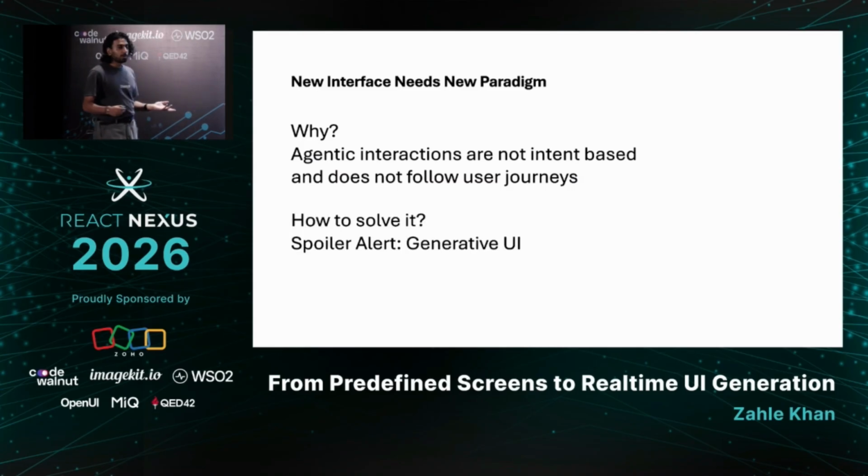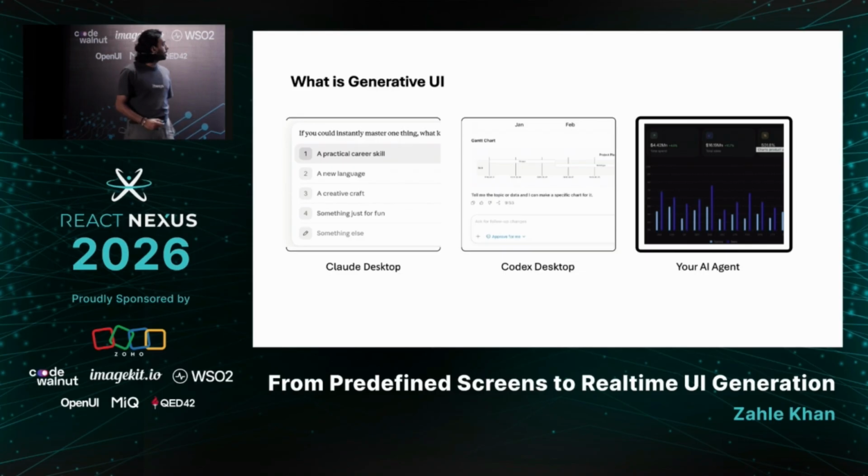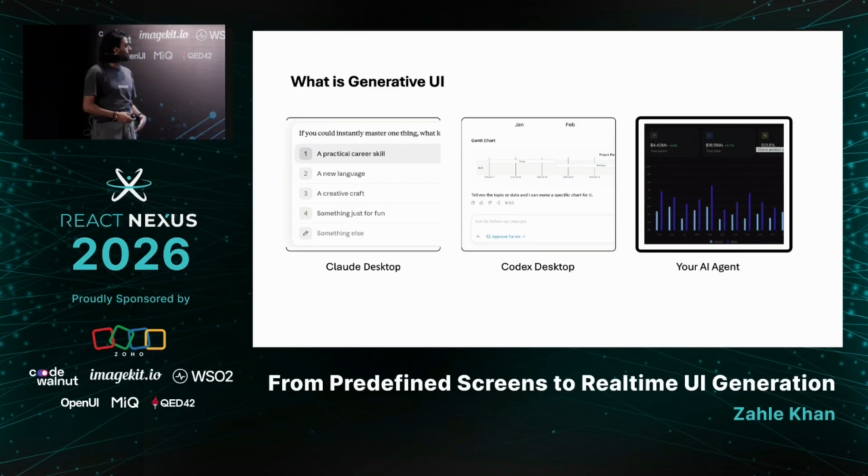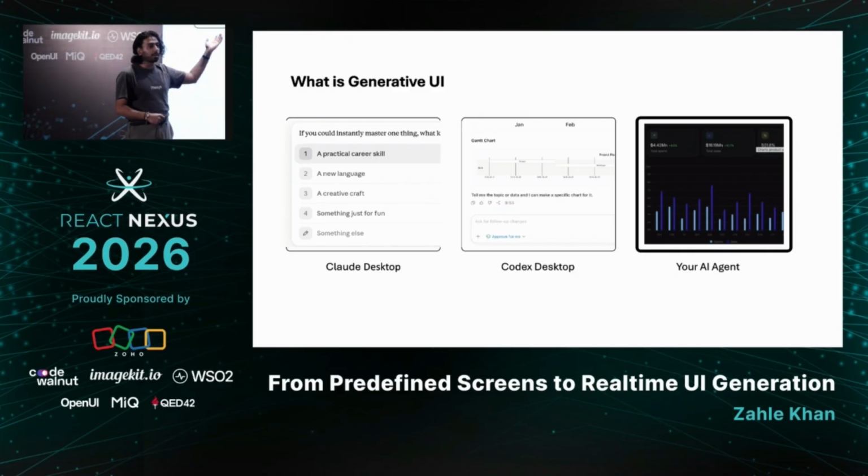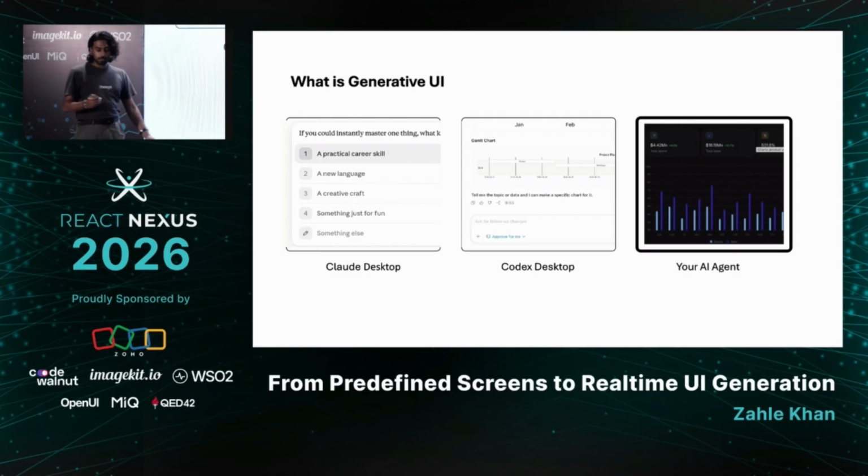So what is the solution? Spoiler, it is generative UI. I think you have already seen generative UI in the previous talk, but you have also seen glimpses of it in, let's say, Claude Desktop when it asks you a question in the form of a form, or in Codex, where it can generate charts. OpenUI is one way you can do this within your AI agents as well.